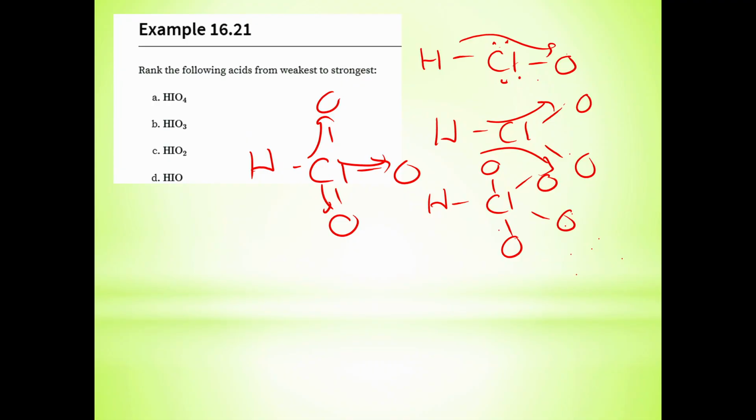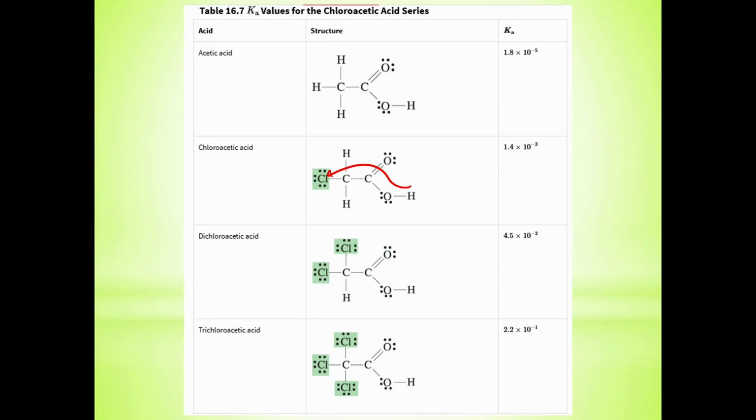So when I'm dealing with a polyatomic, I want to look at what is the central atom of the polyatomic. Is it electronegative? Are there other things that are electronegative attached to that? And how many of them are there? So if I go back to the previous slide, the carbon is not electronegative, but the chlorine is. And the more chlorines I add, the stronger the pull becomes.